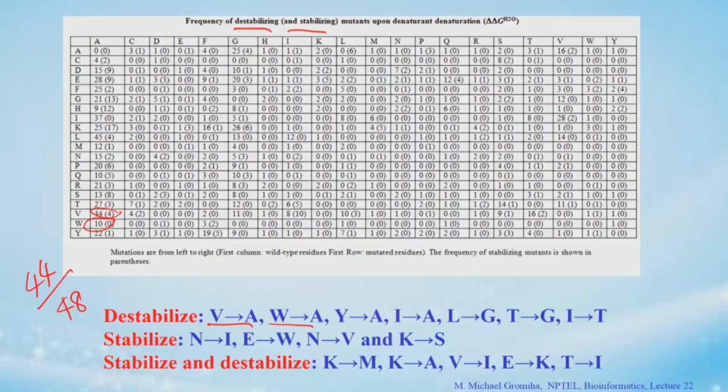Any other examples? Phenylalanine to alanine, F2A. If you take F2A, how many mutations? 27, and 25 are destabilizing. Like Y2A, this is 23. I2A, 37 for 37. I2T, 8 by 8.